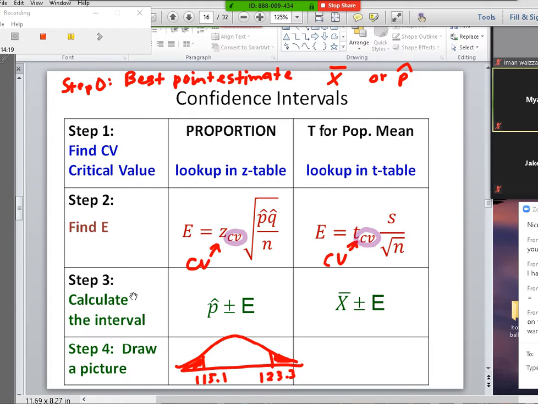And then step 3, calculate the actual interval. So that's p hat plus or minus E for a proportion, or x bar plus or minus E for a mean. And then step 4, draw a picture. So you're going to draw your little normal curve, and you're going to shade both ends, and you're going to put your lower limit and your upper limit from your confidence interval into the picture. So those are your steps for confidence intervals.